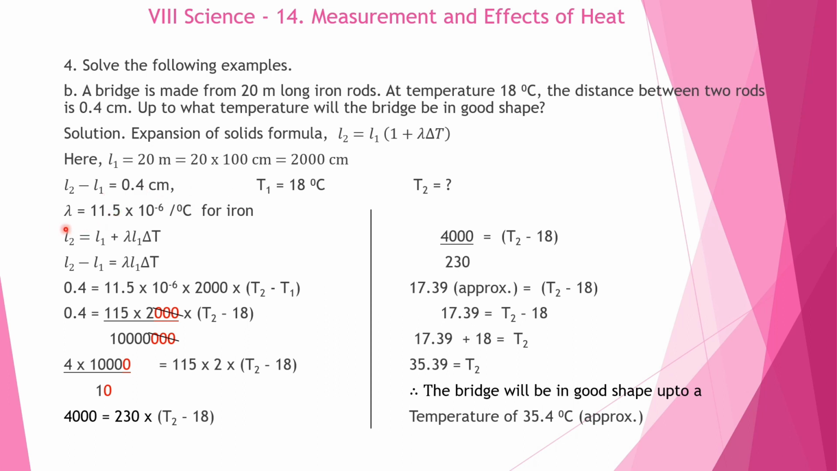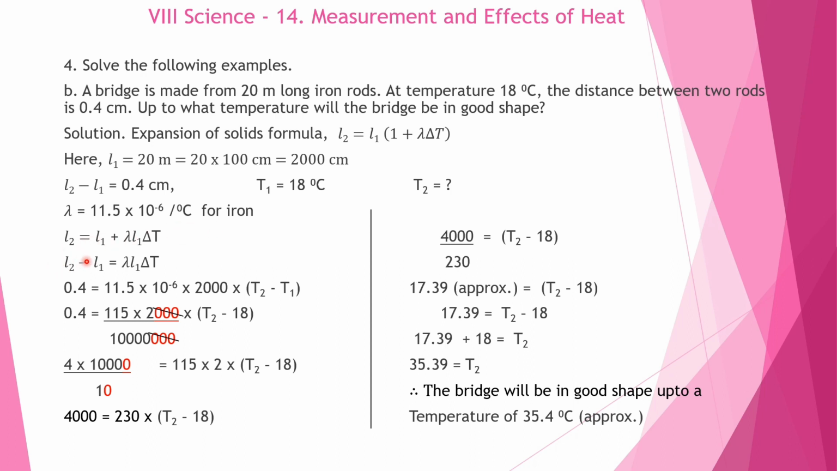Lambda is 11.5 into 10 raised to minus 6 per degree Celsius for iron. We have seen in our textbook, children, lambda is the coefficient of linear expansion of solid substances. For iron, it is 11.5 into 10 raised to minus 6 per degree Celsius.